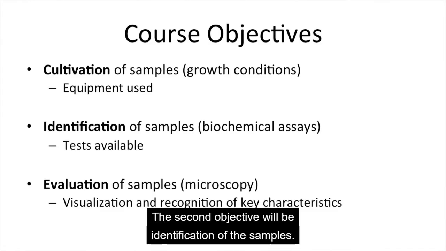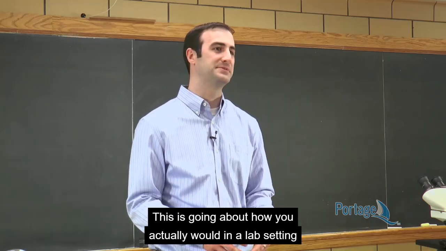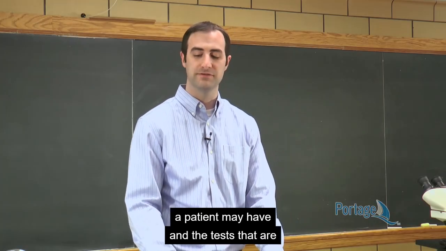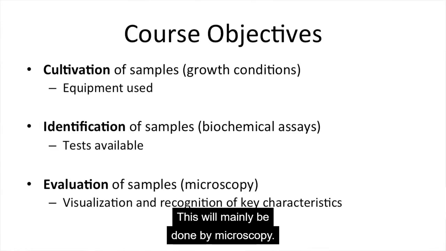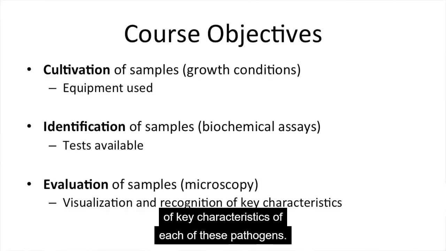The second objective will be identification of the samples. These will be biochemical assays. This is going about how you actually would, in a lab setting, look and determine what kind of bacteria or pathogen a patient may have, and the tests that are available to get to these ends. Next, we'll also look at the evaluation of samples, and this will mainly be done by microscopy. So here we'll be looking at the visualization and recognition of key characteristics of each of these pathogens.